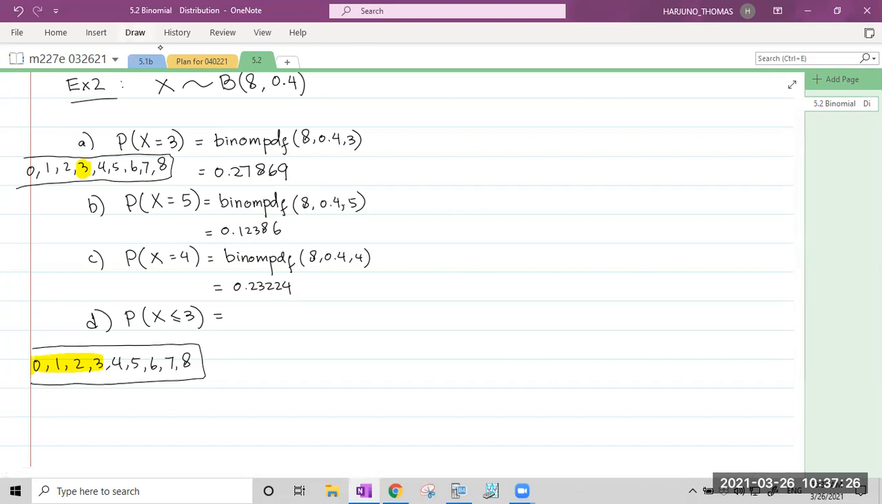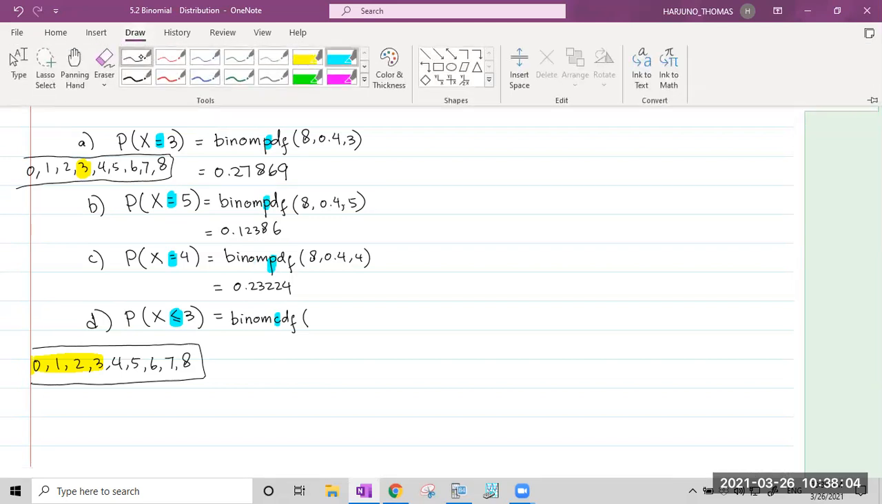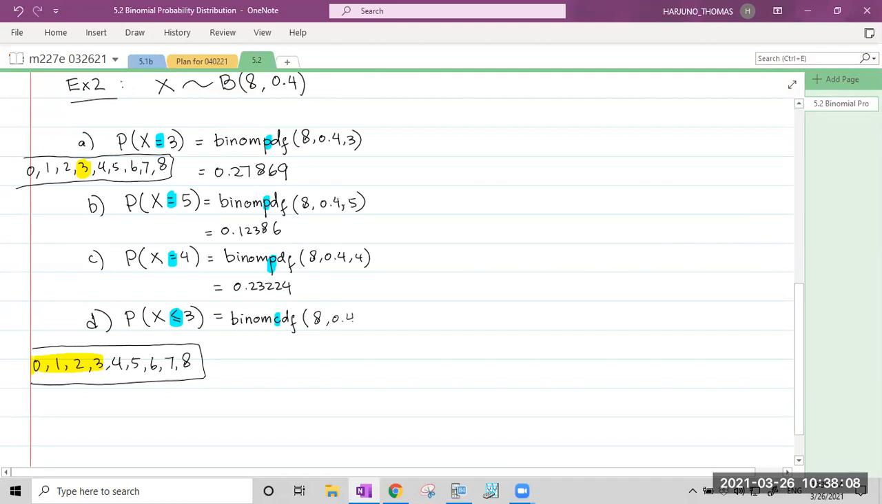In that case, we will use Binomial Cdf. Cdf stands for cumulative distribution function. If they use an equal sign, you use Pdf. If it uses less than or equal to, then you use Cdf. And this will be binomCdf(8, 0.4, 3). That's the probability to have at most 3 successes.